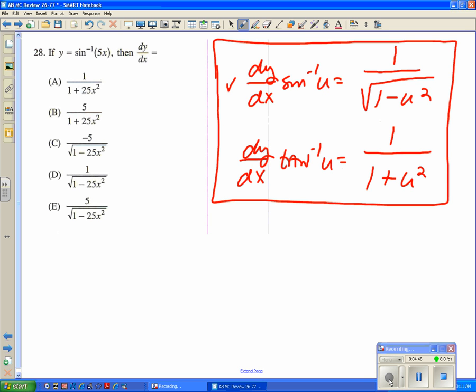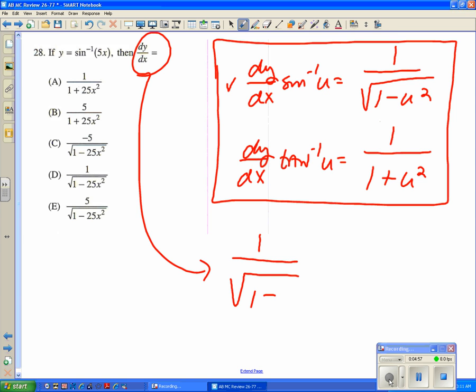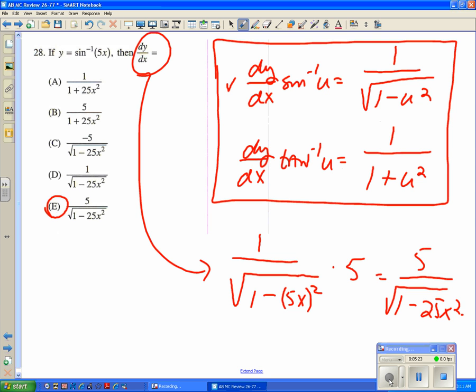We've let 5x go in place of u, so we'll say the derivative equals 1 over the square root of 1 minus, and our u is equal to 5x. And don't forget the chain rule. You need to multiply by the derivative of 5x, or 5. And so our final answer will be 5 over the square root of 1 minus 25x squared. So looking at my choices, it seems that E is the one.